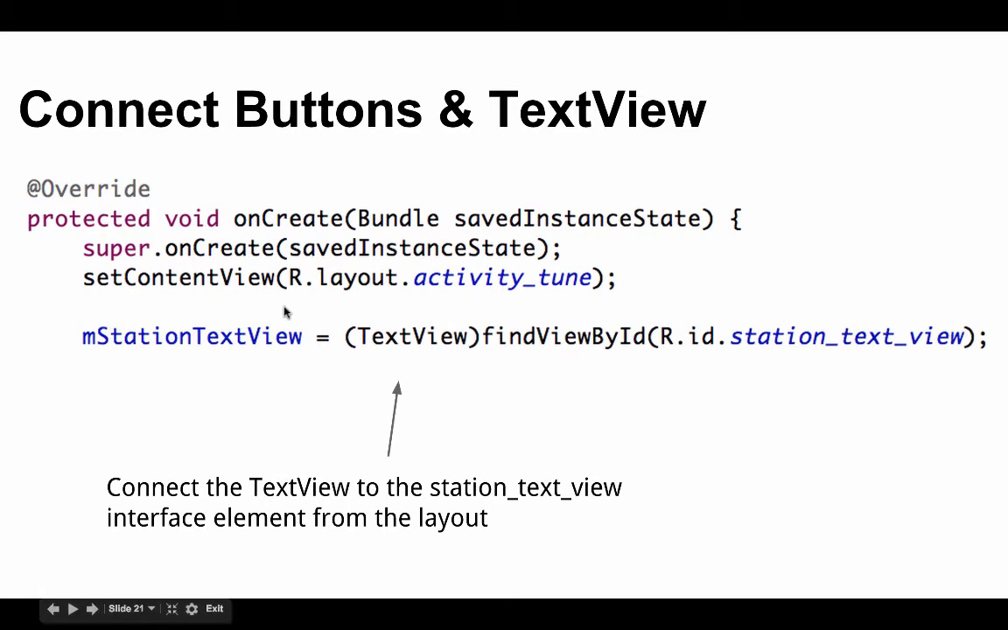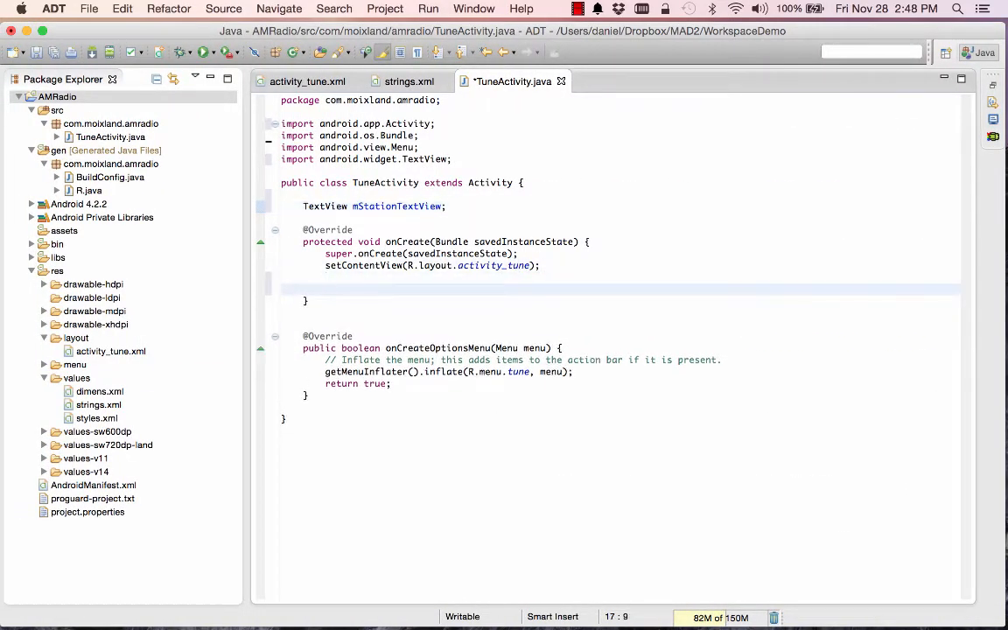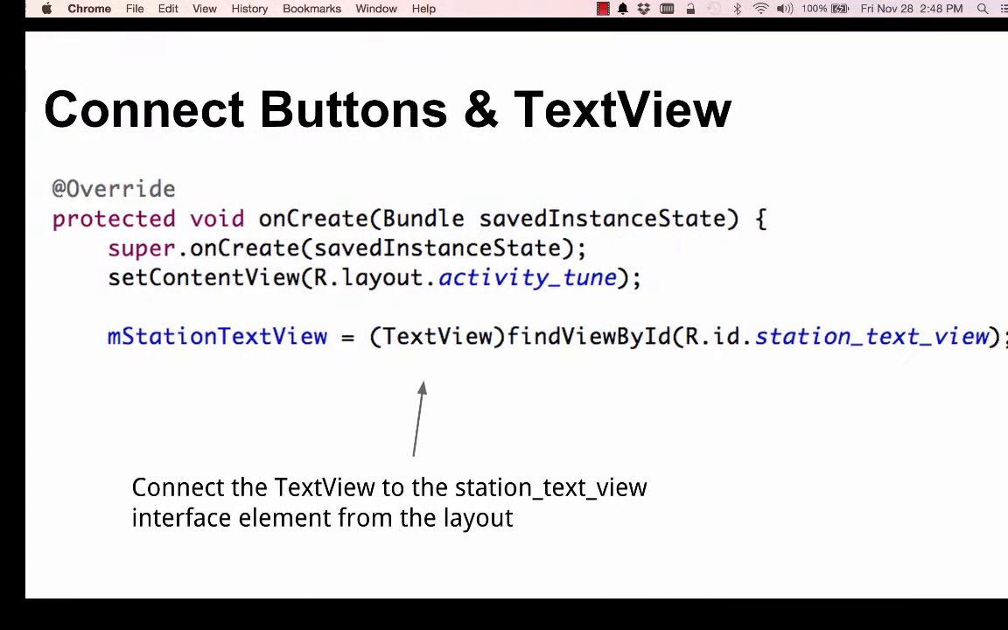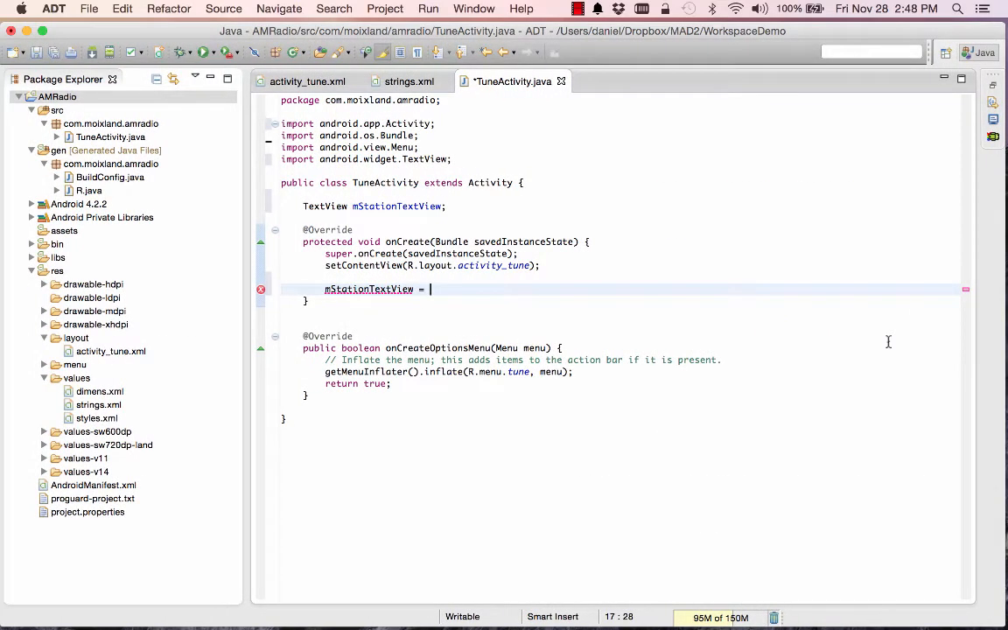Now, in our onCreate method, we need to connect the text view to the StationTextView interface element that we made in the XML. So inside our onCreate, somewhere after we've set our content view, we need to assign that variable. We set mStationTextView to be equal to the text view we get by using the findViewById method, asking our R file for the ID for StationTextView. It's really confusing, but this is going to link together the Java with the XML.